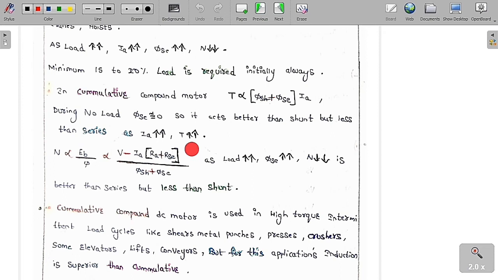Therefore the graph is going to lie between the shunt and the series characteristics.